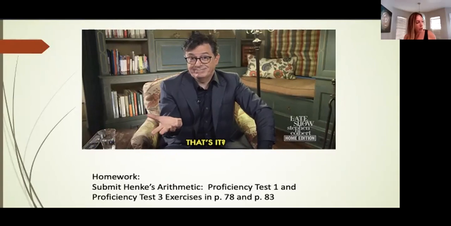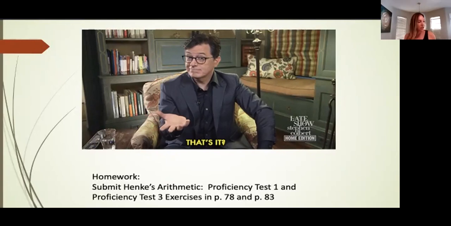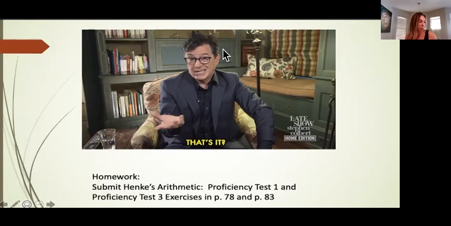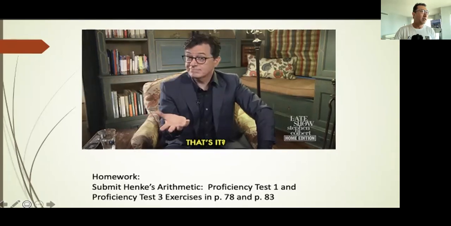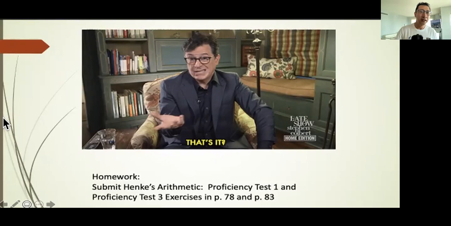It's on chapter 3, on pages 78 and 81. It does say proficiency test 1 and proficiency test 3, but just for chapter 3, just two of them. All right, maybe I wasn't half asleep when I was doing that one. But let's see, I made a little cheat sheet on what you need to know for the test.